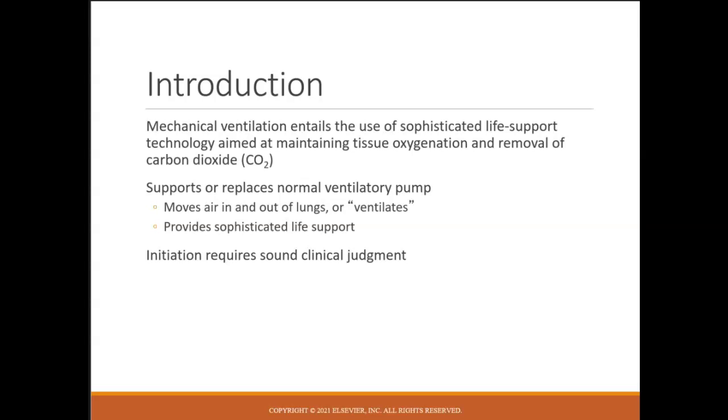All right, so again, our little introduction here talks about the fact that this is a sophisticated thing. Our goal is to help with tissue oxygenation and removal of carbon dioxide from the body. The ventilator is going to be moving air in and out of the lungs to help facilitate this. So a lot of our decisions about initial settings have to do with the patient's lung physiology and clinical state. Whether they're here for asthma versus ARDS, you're going to be choosing different settings to help accomplish our goals of oxygenation and ventilation.